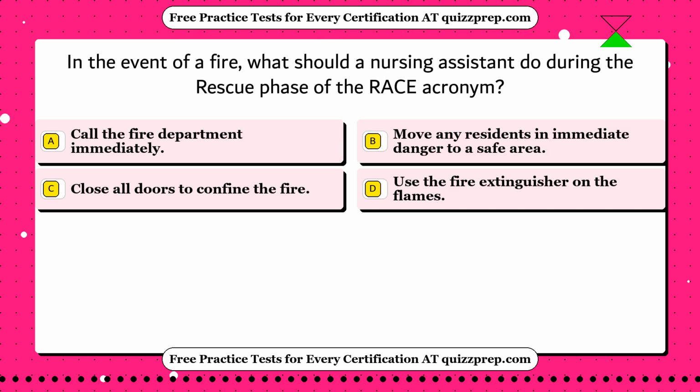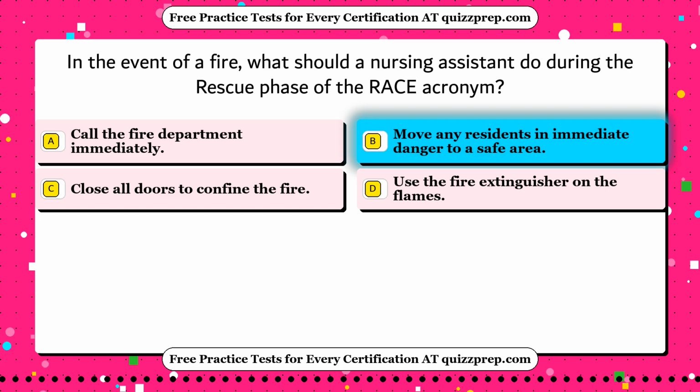Question 16. In the event of a fire, what should a nursing assistant do during the rescue phase of the RACE acronym? Option A, call the fire department immediately. Option B, move any residents in immediate danger to a safe area. Option C, close all doors to confine the fire. Option D, use the fire extinguisher on the flames.